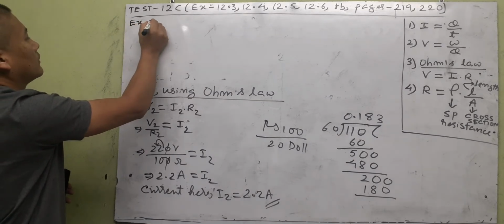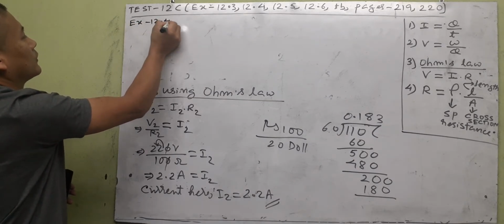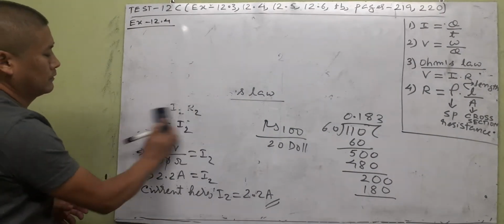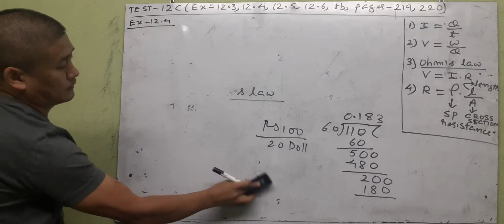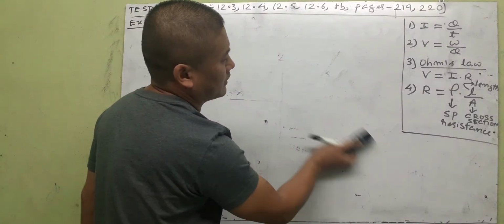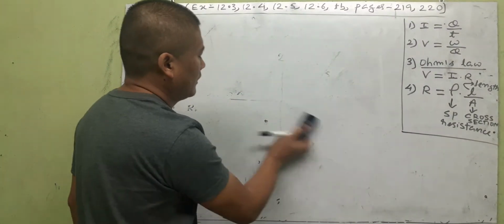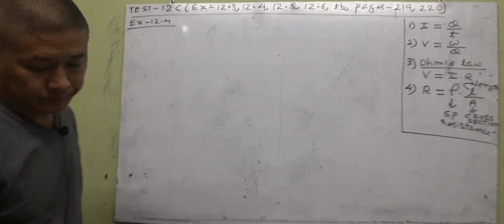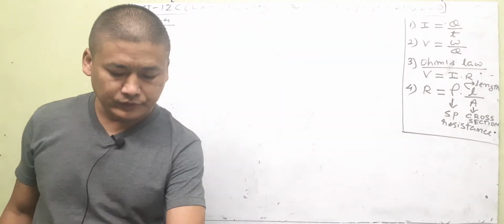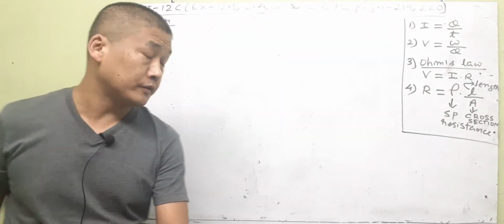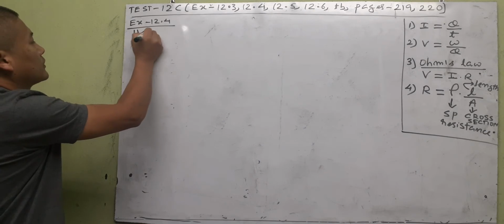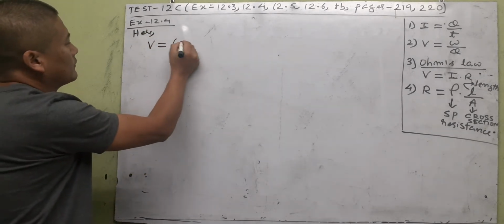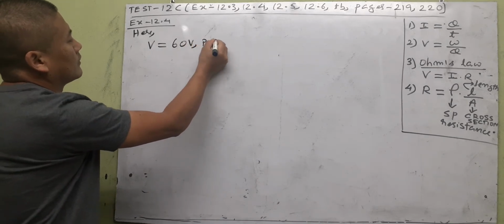Example 12.4, page 219, same page. In this numerical section, primarily we're going to use only up to the 4 formulas here. More will come as we go on, but we'll slowly add them, okay? We read the question. The potential difference between terminals of an electric heater is 60 volts. So let's start writing. As we read the question, the potential difference means this one. 60 volts is the potential difference.